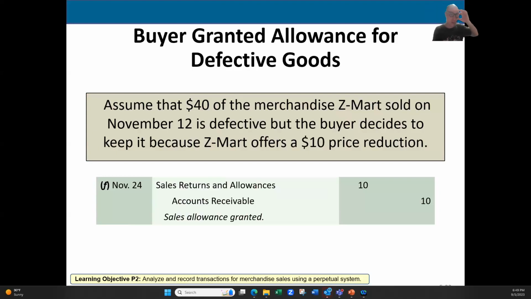Let's assume we had a customer that bought some stuff from us. It was defective. Uh-oh. The buyer decided to keep it. No problem. Sometimes when things are defective, you try to return it, and they say, "Hey, just keep it. We'll send you something else, or we'll give you a discount." Whatever. It's cool. Sometimes it's cheaper to do that. We debit sales, returns, and allowances, $10. Credit accounts receivable, $10. Reduce their bill by $10.